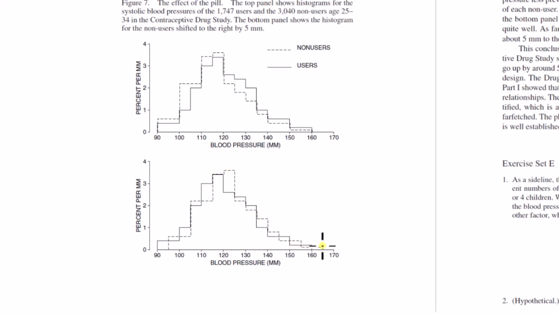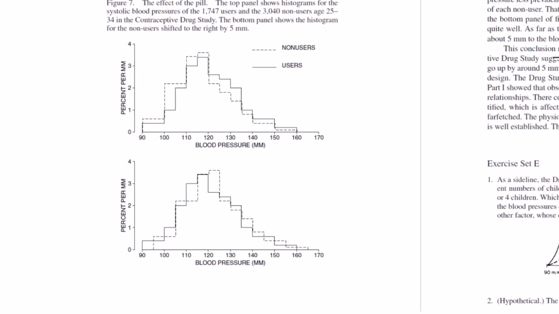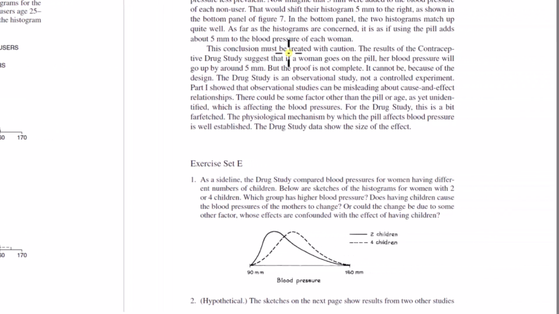I guess I see that. I mean, you look here, this is pretty different, but that's what they're trying to illustrate. They're saying it seems that non-users, on average, had 5 millimeters less blood pressure than the users. So the pill perhaps adds 5 millimeters to your blood pressure. Okay, so it says, this conclusion must be treated with caution. The results of the contraceptive drug study suggest that if a woman goes on the pill, her blood pressure will go up by around 5 millimeters. Okay, but the proof is not complete.